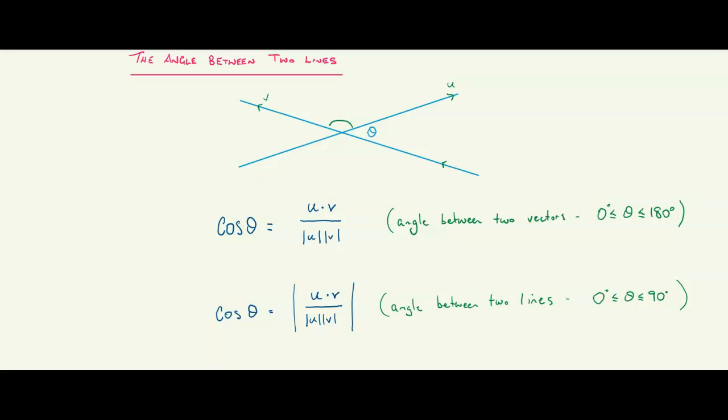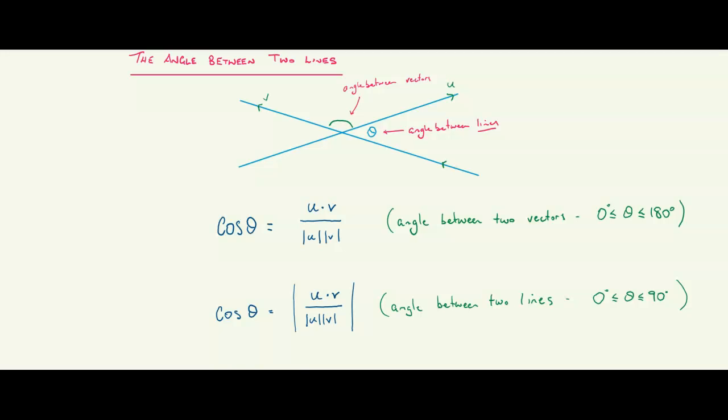So in my diagram here, this is my angle between lines, and this here, this is my angle between the vectors, in this case with my vectors going in the direction that they've been labeled there.